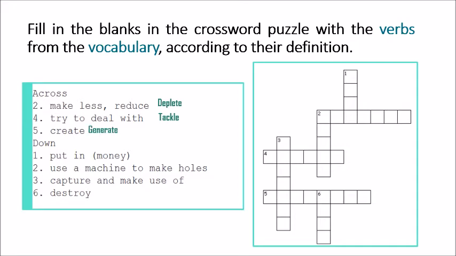Then we have the verbs that are written downward, and we have number 1, which is put in. In this case, we talked about how it was referring to money, and it is to pump. Number 2, use a machine to make holes, and in this case, it is to drill. Number 3, capture and make use of, it means to harness. And number 6, destroy, which is to ruin.